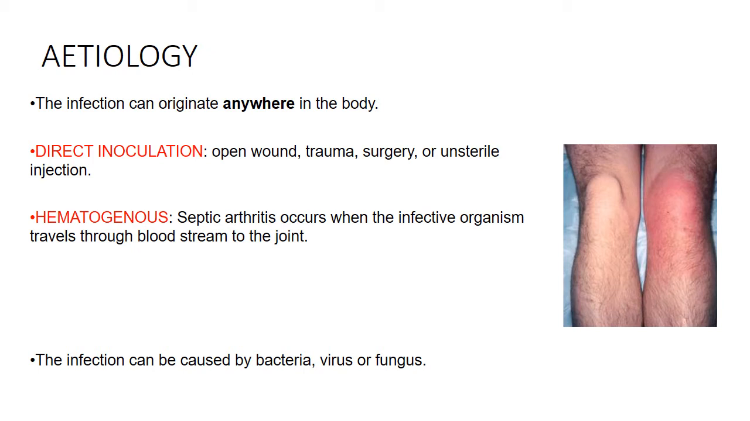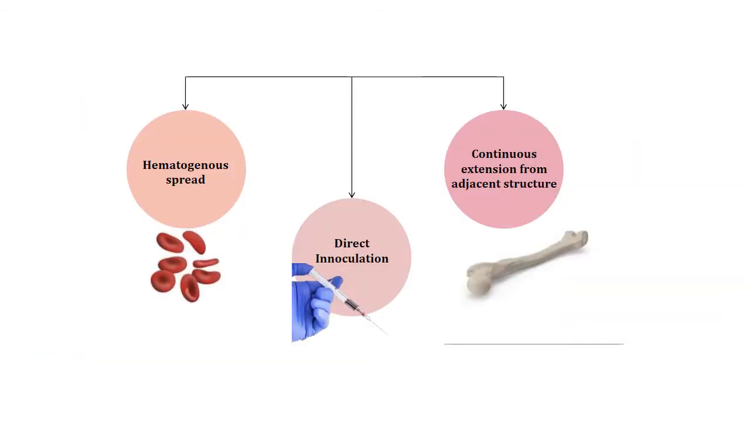Septic arthritis can be caused by bacteria, viruses, fungi, or tuberculosis. So it can be caused through hematogenous spread, direct inoculation, or continuous extension from the adjacent structures.